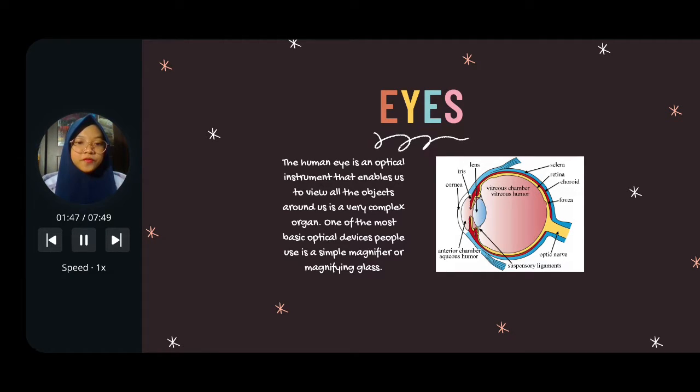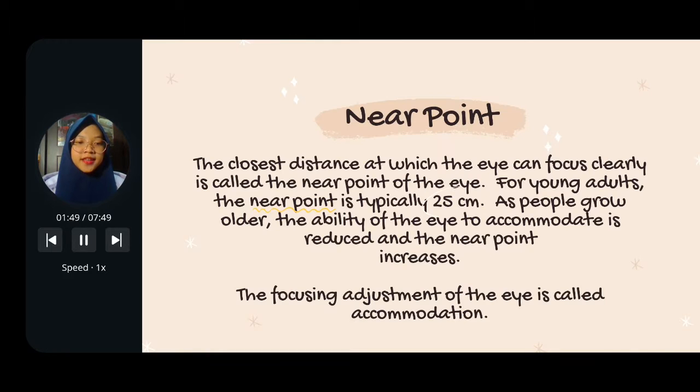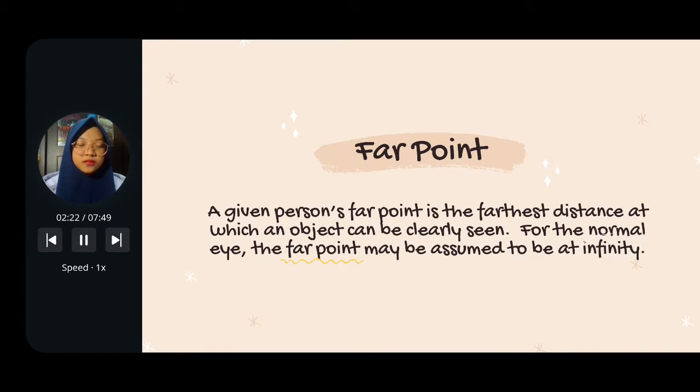So human eyes have 2 points. First, near point and far point. Near point: the closest distance at which the eye can focus clearly is called the near point of the eye. For young adults, the near point is typically 25 cm. As people grow older, the ability of the eye to accommodate is reduced and the near point increases. The focusing adjustment of the eye is called accommodation.